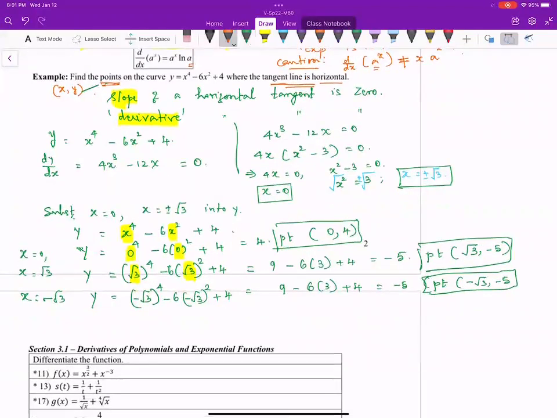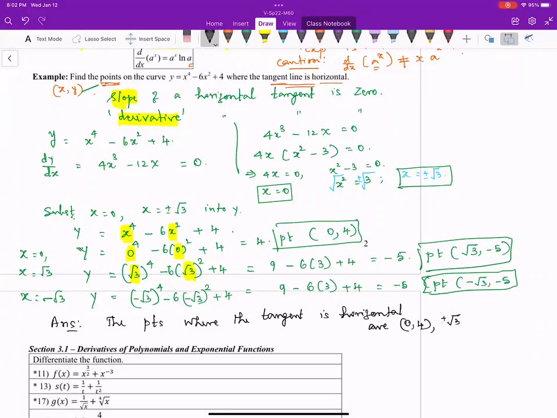So you will conclude that the points where the tangent is horizontal on the curve are: first point 0, 4, then root 3 and negative root of 3 with y equal to negative 5. There are 3 points. You can combine them like that.